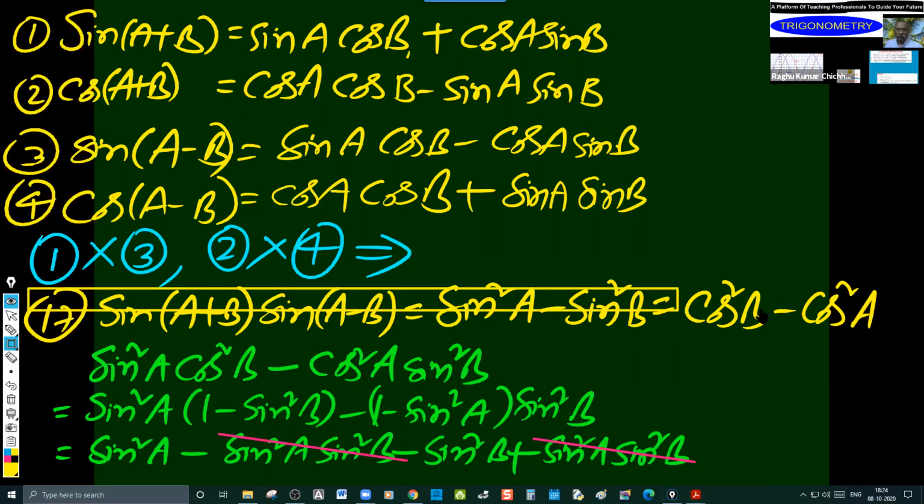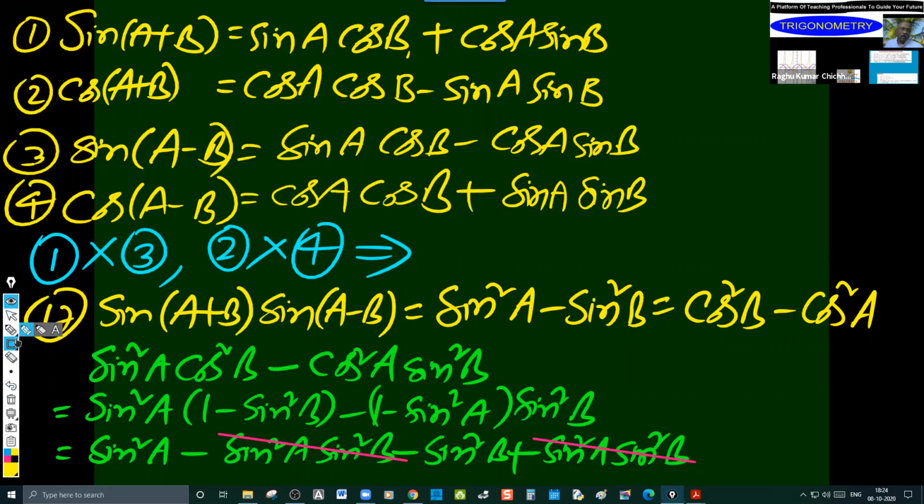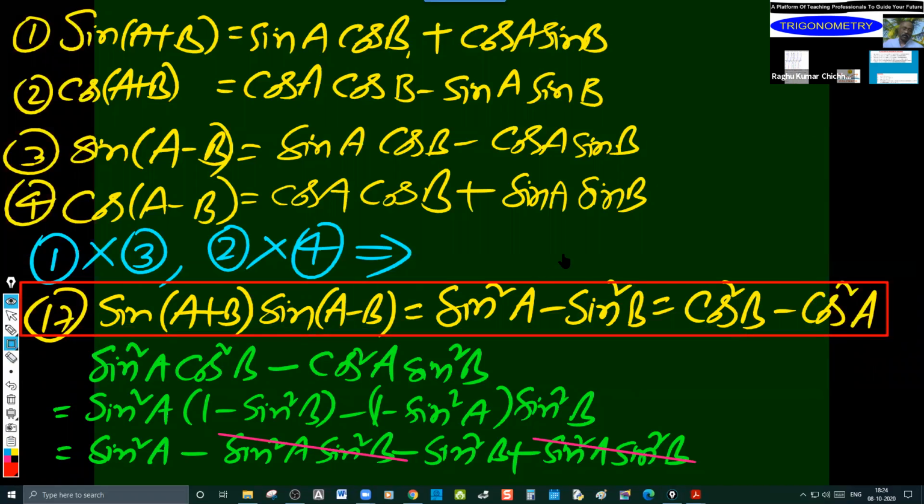Through multiplication, you are getting this formula: sin(A+B) into sin(A-B) is equal to sin²A minus sin²B, or you can write it in terms of cos also, as cos²B minus cos²A. This is a simplification part, just to give you the logic. Whatever methods we apply to derive this formula will be very useful in solving problems also. That is why I'm teaching you like that instead of giving the formula directly.